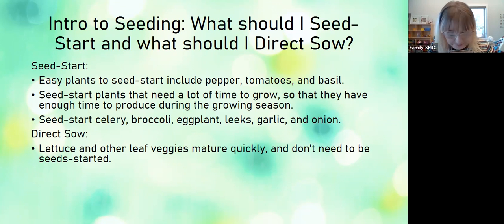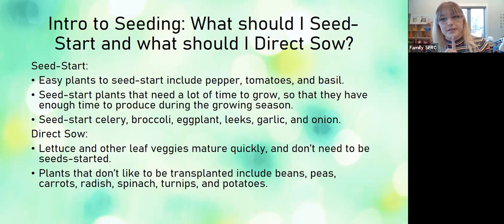Plants that don't like to be transplanted include beans, peas, carrots, radish, spinach, turnips, and potatoes. Because they don't like to be transplanted, which means they're growing in one place and you take them out with their roots and transplant them into another place, it would be kind of detrimental for them to be seed started and then put into a new environment. They might not do as well.